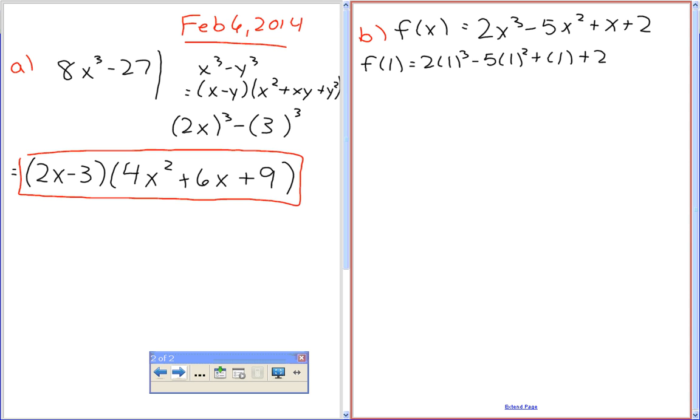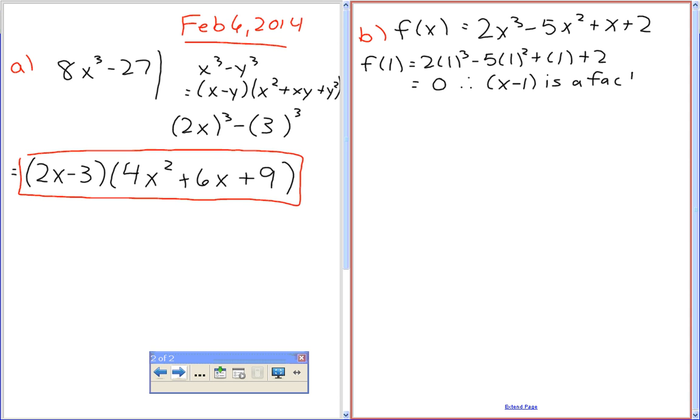There are some mean features in advanced functions that make you show all your failures. You don't need to show your failures, only your successes. So you need to show me the one that actually works. You don't need to say I tried -2, I tried -5, I tried 18. Good for you. I just want to see your final answer. So this is 2 minus 5 plus 1 plus 2. This does actually equal 0. Therefore, x minus 1 is a factor.